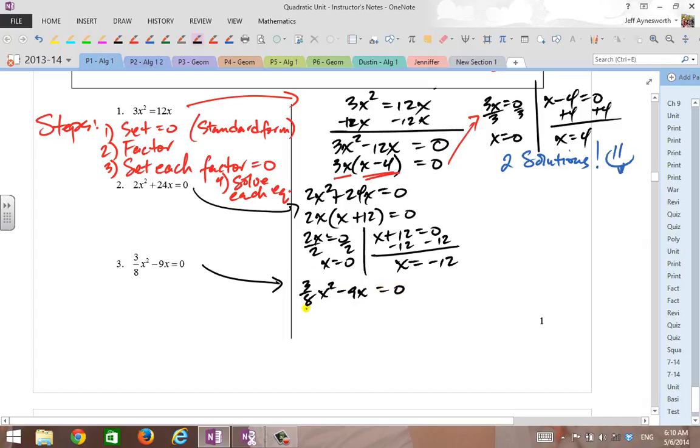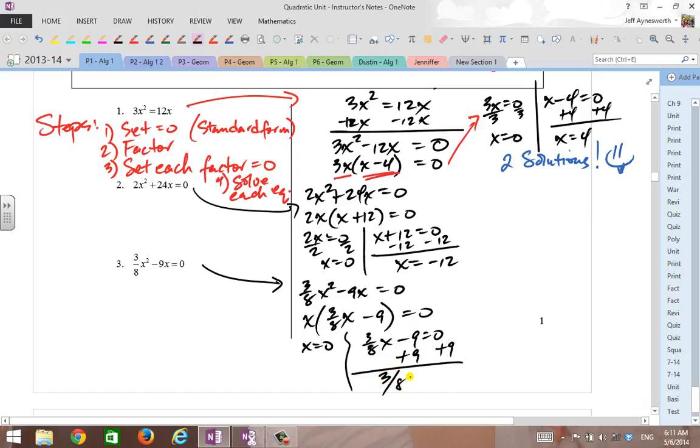All right, on this one here, finding the GCF of 3/8 and 9 might be a little bit difficult. So let's just factor out an x. So x times 3/8 x is the first term, minus x times 9 gives you the second term. So I just factor out a variable. That's possible too. All right, and we got a 0 product here. We got something times something equals 0. So this x can be 0, because 0 times anything is 0, so that could be the case. Or 3/8 x minus 9 could be equal to 0. I'm going to solve that. Well, let's add 9. And we have 3/8 x equals 9.